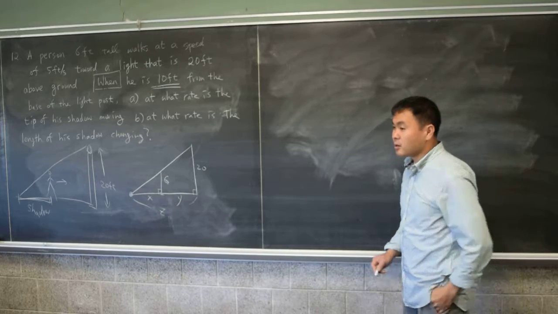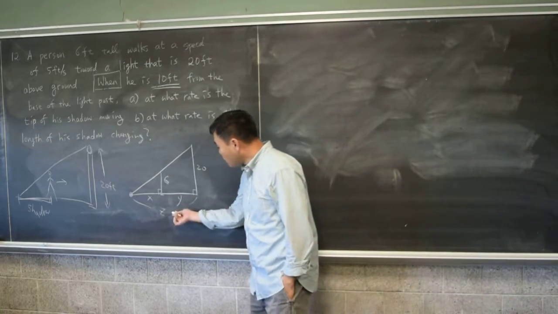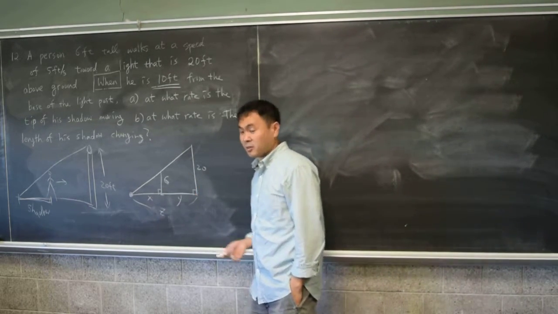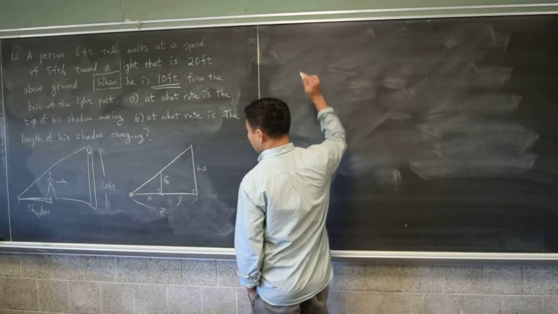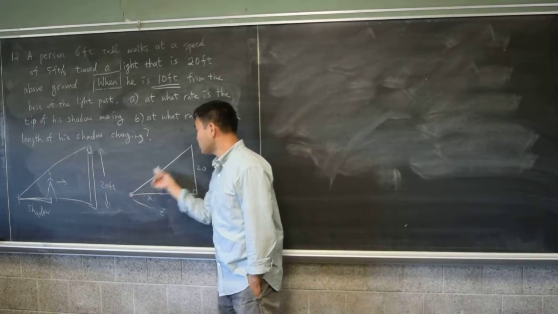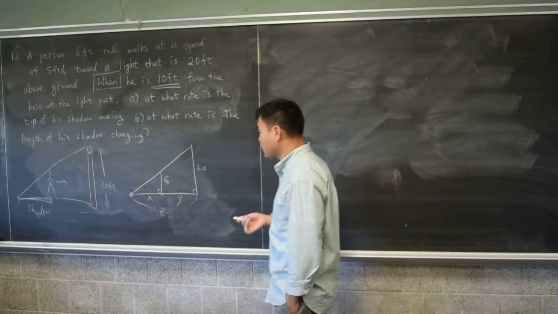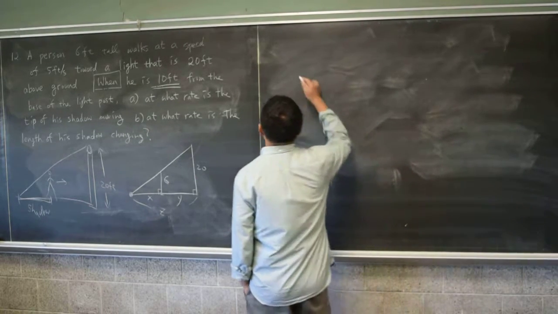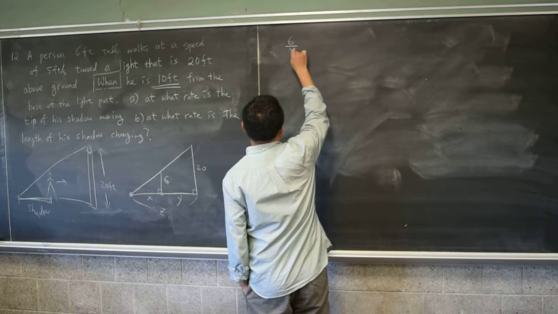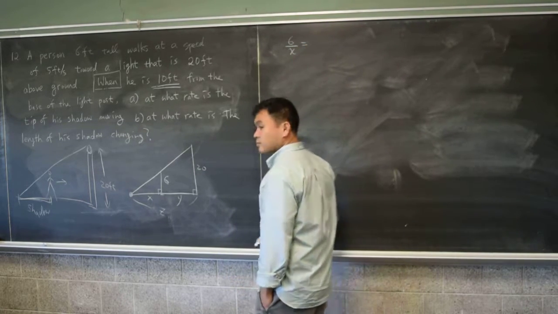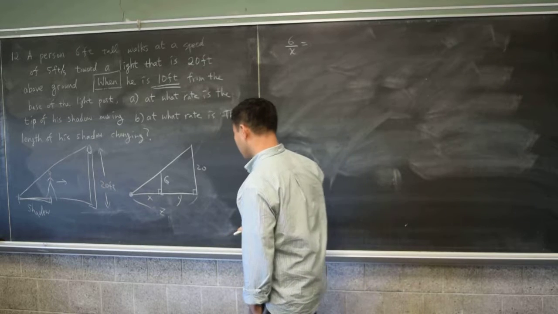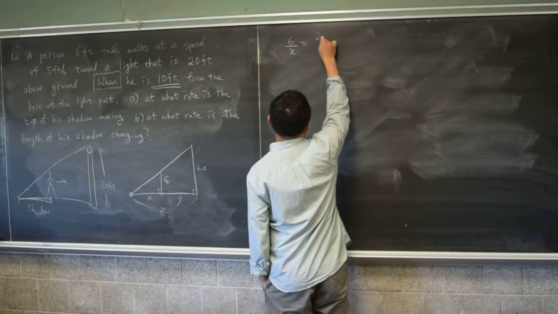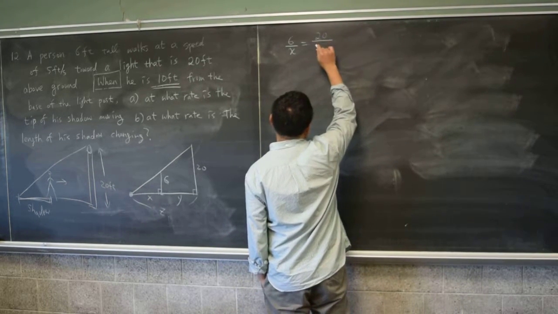Okay. Now let's try this. We'll use x, y, and z. We have two right triangles, so we can talk about their relationship. What 6 is to x is what 20 is to x plus y, or z.